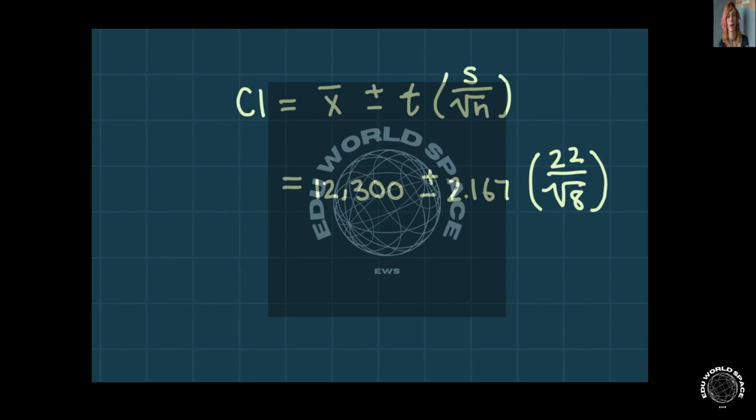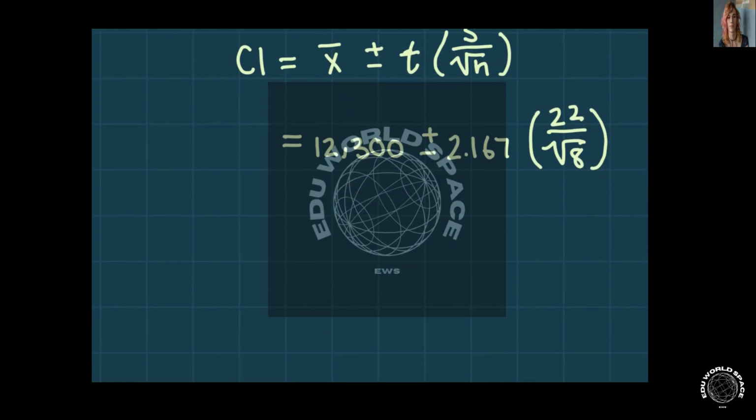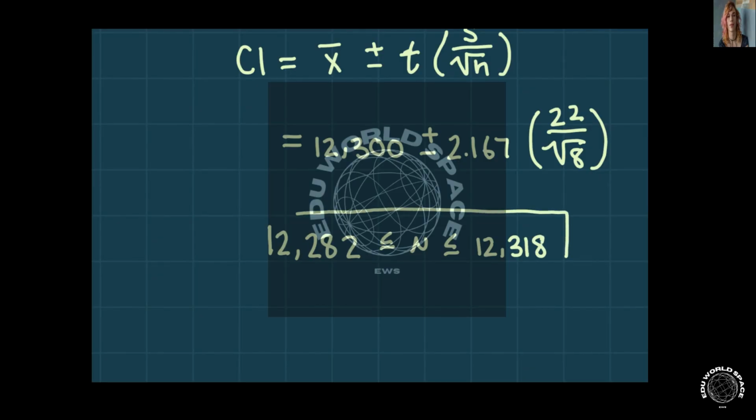Okay, so hopefully by now you have it. If not, no worries, pause the video and come back when you're ready. But your interval should be 12,282 is less than or equal to mu is less than or equal to 12,318. That is our interval for this problem.